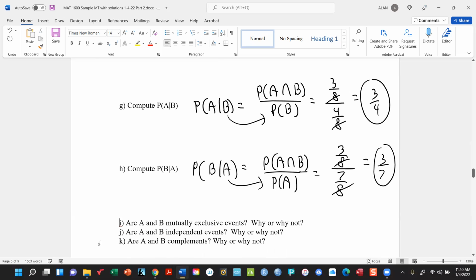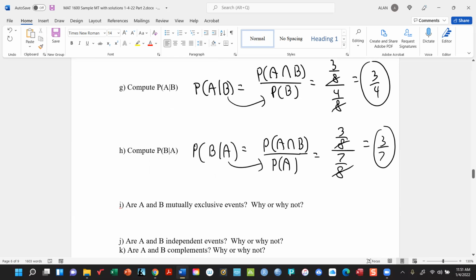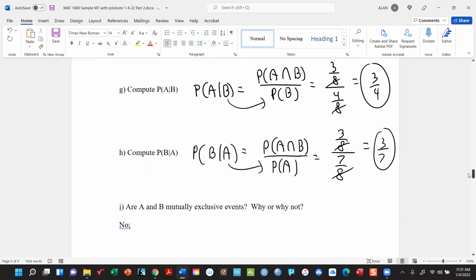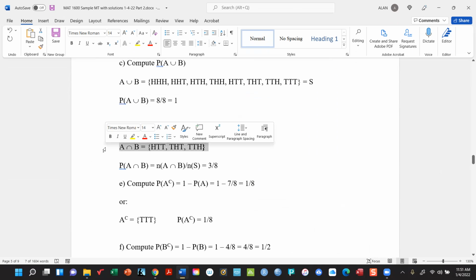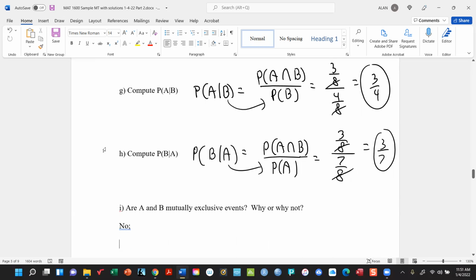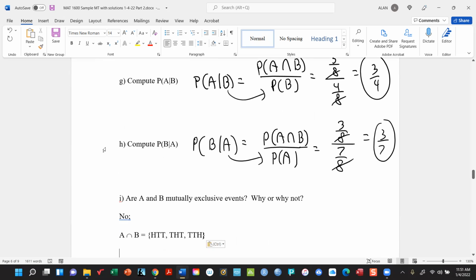All right, now these last 3 are the conceptual questions. Are A and B mutually exclusive? Now, as always, there's more than one way of explaining this. No. There's really 3 ways we can explain this one. We can say that A intersect B, which means the set that contains all the elements they have in common, is not empty. Somewhere up here, yeah, here it is. We noted that the intersection is not empty. So since A and B have at least one element in common, they are not mutually exclusive.